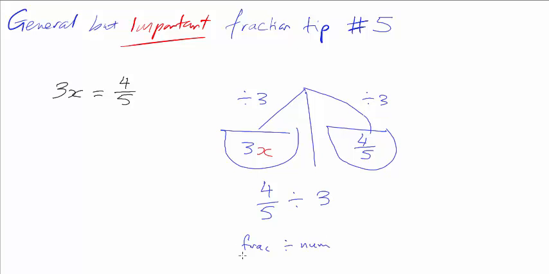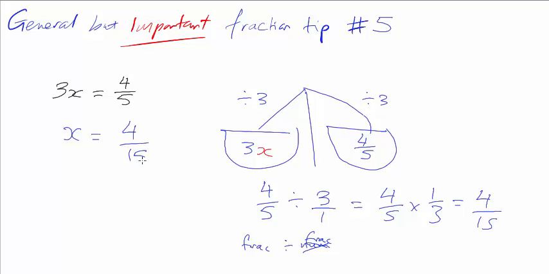Remember, we never deal with fractions and numbers together. So what we're going to do is change this to a fraction. Change that to 3 over 1, which is the same thing. 4 over 5 times 1 over 3. Do that and you get 4 over 15. Now that's simplified as much as possible. You can't cancel that down. So that's it. Your answer is 4 over 15.